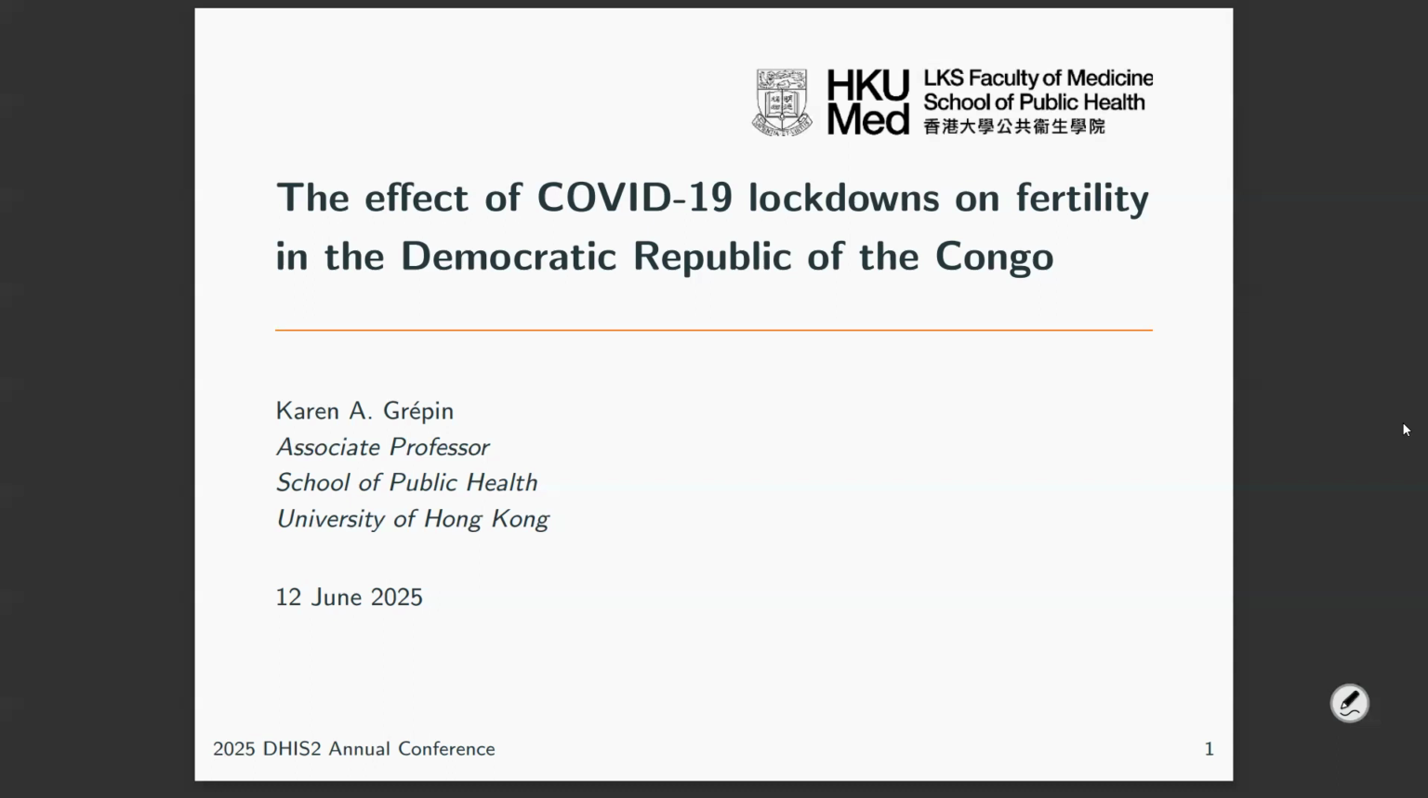Thank you so much for coming. My name is Karen Greppen. I am a faculty member at the School of Public Health at the University of Hong Kong. What I'm going to present today is a paper that looks at the impact of COVID-19 on fertility and birth. So I'm a health economist. I do research on health systems broadly, but I'm also quite interested in developing methods to use DHIS2 to do the types of studies that we as health economists or health systems researchers like to do. So this is an example of what I'm going to call research with DHIS2, right?